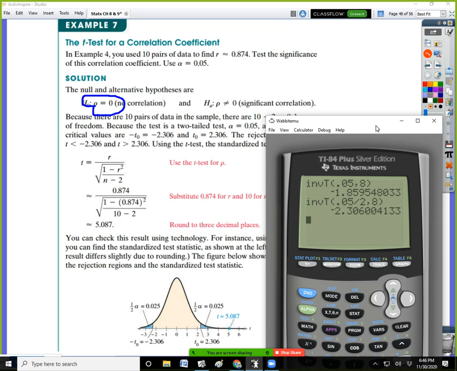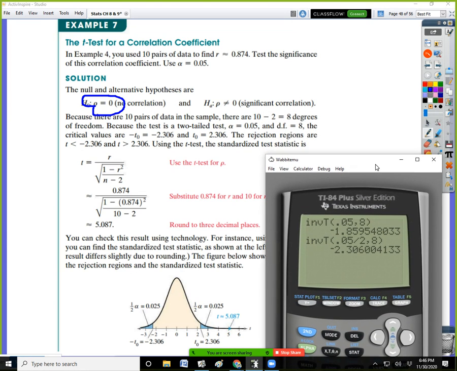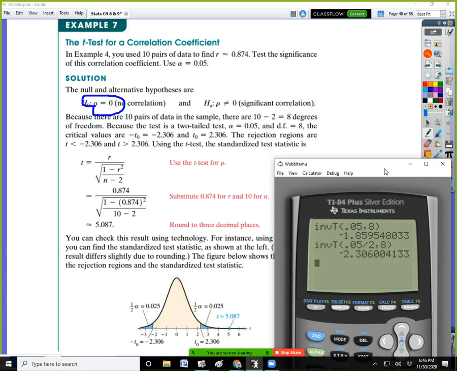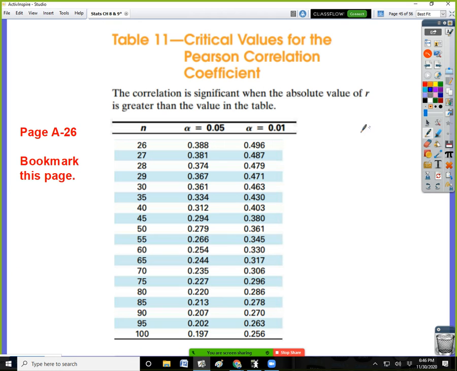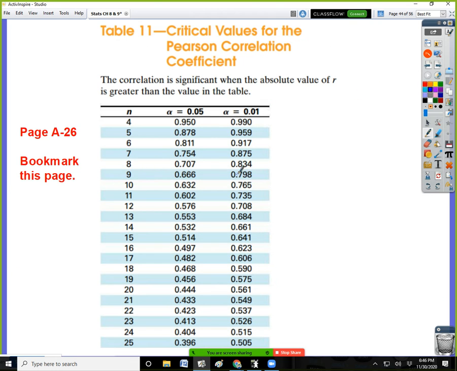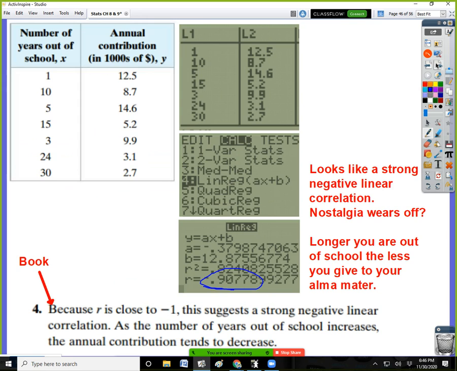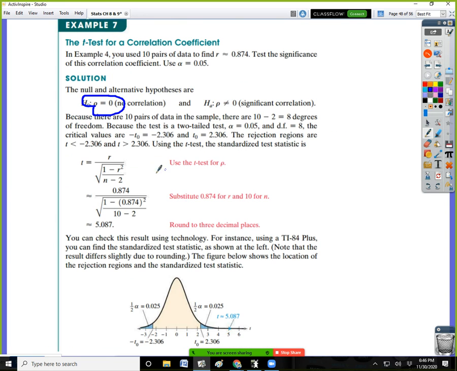Okay, so now I got to try to figure out my R. Oh, 0.874. Yeah. If I go to 10, I go to 8 with 0.05. I go back here. 8 with 0.05 is 0.834. That's my R, or 0.874. So 1 minus that over that is 5.087.